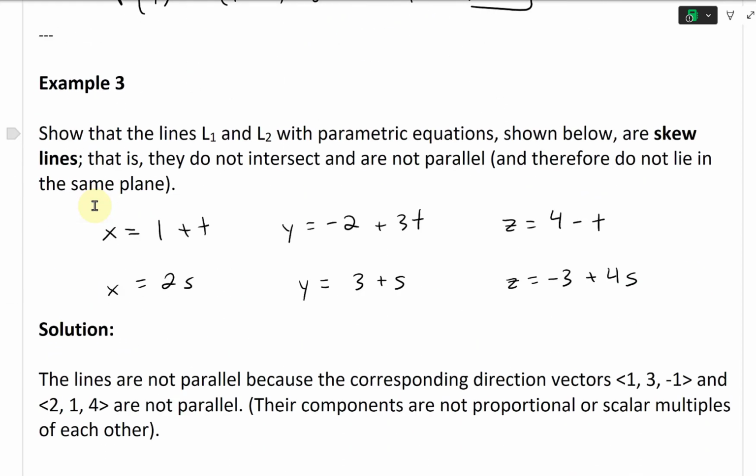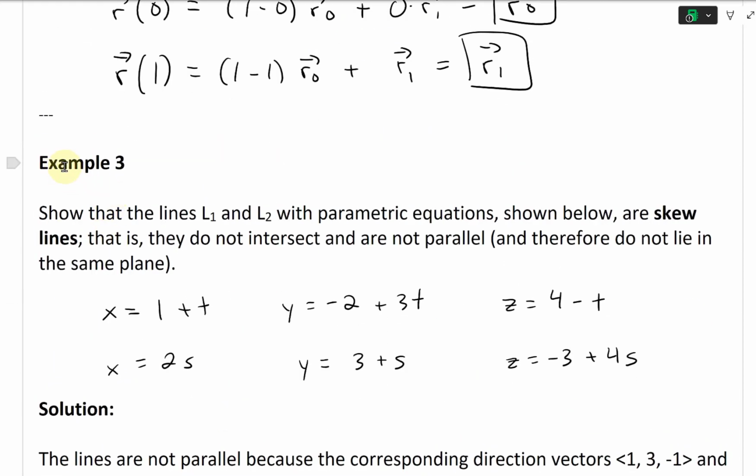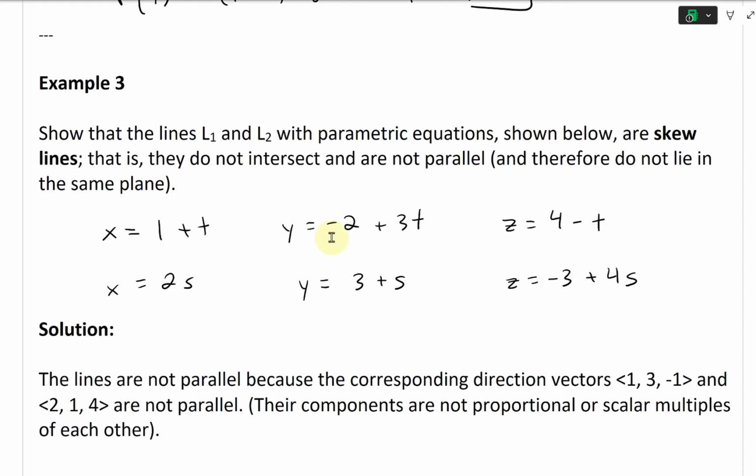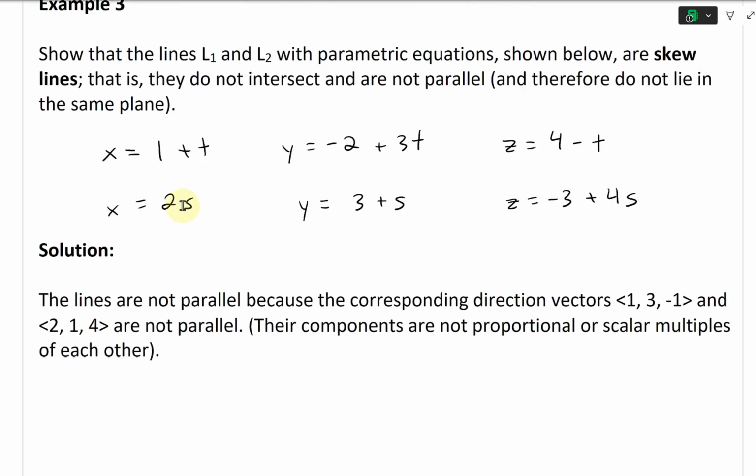All right, now let's continue further and look at example 3. This one states: show that the lines L1 and L2 with parametric equations shown below are skew lines. That is, they do not intersect and are not parallel and therefore do not lie in the same plane. So here's line L1: x equals 1 plus t, y equals negative 2 plus 3t, and z equals 4 minus t. And likewise, x equals 2s, y equals 3 plus s, and z equals negative 3 plus 4s. All right, so let's take a look at the solution.